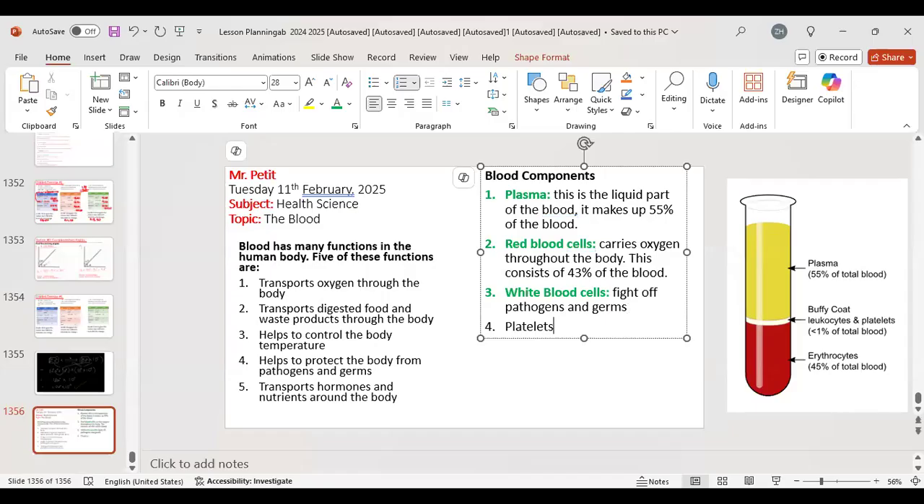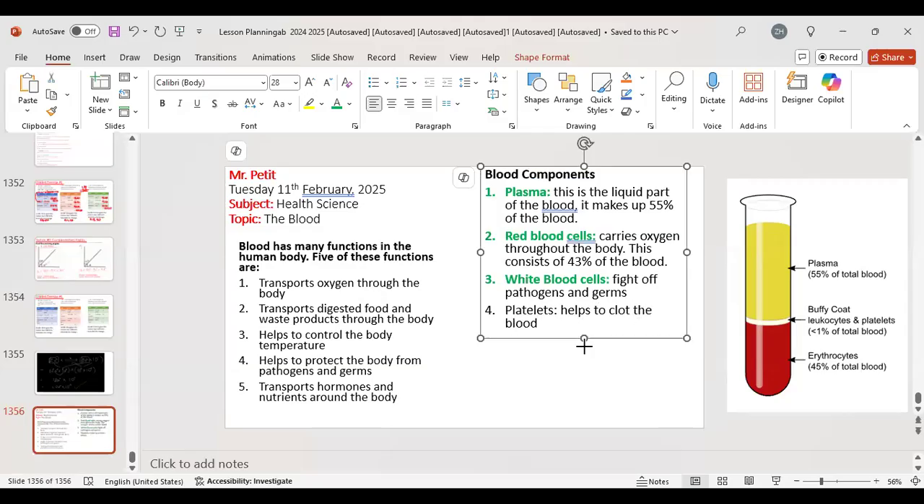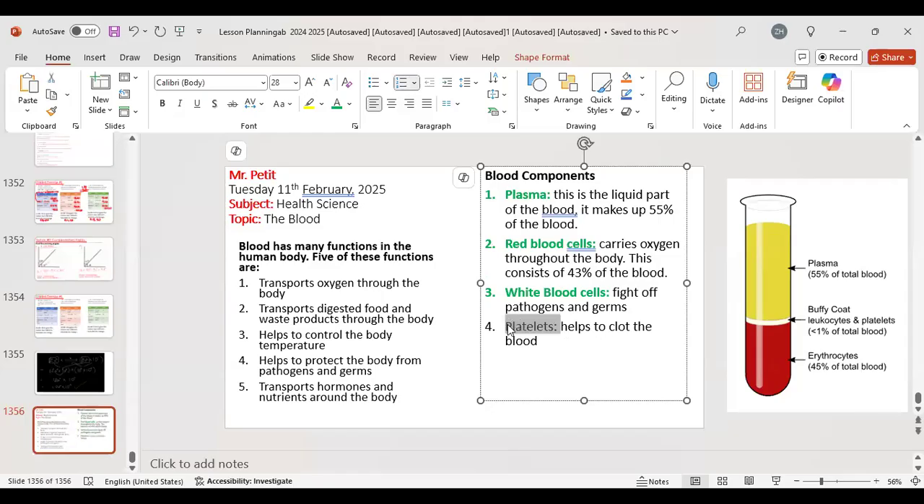The platelets help to clot the blood. So imagine if you didn't have platelets. If you get a cut or something, how would it heal? Isn't there a disease where people can't form platelets? Yes, there is a disease where persons can't clot blood. So if they get a cut, they'll be in serious problem.